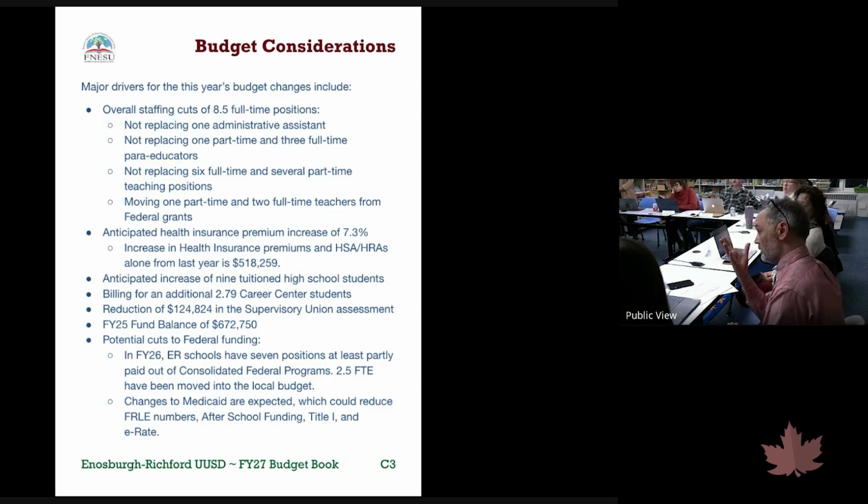But before we go on, are there any questions on the drivers? No. I'll really recap, but the only thing, the teachers, those aren't filled positions, right? The teacher cuts, so just want to make sure everybody understands that. Correct. Those are all positions that we've decided either haven't been able to fill or this year have decided not to fill.